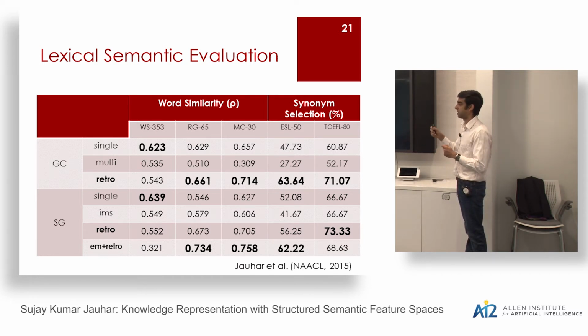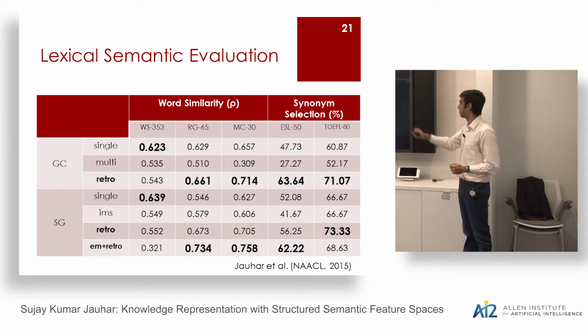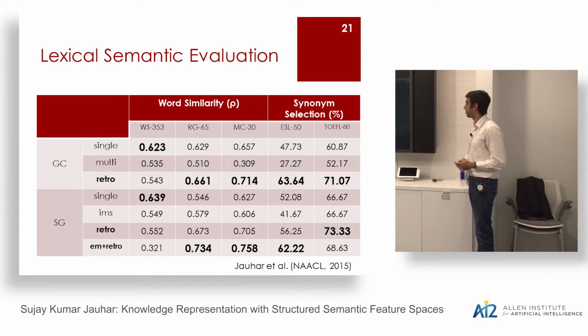Multi and IMS are basically multi-sense embeddings, but that are not tied to an ontology. IMS in particular works by disambiguating the entire corpus and then training vectors. So you assign senses from WordNet beforehand and then train your vectors. And for our retrofitting procedures, we have a single one for global context vectors, as well as the EM retro, the second model that I introduced for our skipgram models.